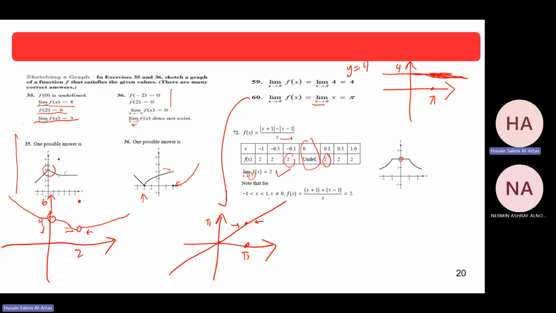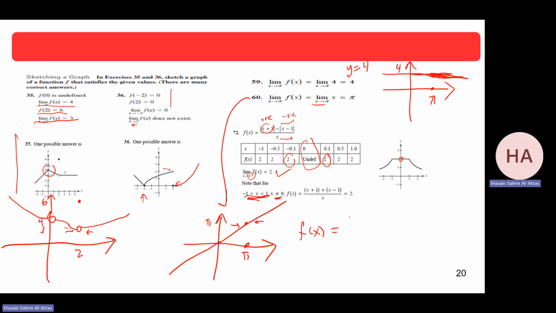This is if x is not equal to 0, and x is between minus 1 and 1. So this will be positive, and this will be negative, inside the absolute value, I mean. So for any value of x between minus 1 and 1, it will be, this is positive, x plus 1, minus, this is negative, minus x minus 1, when you take it out, over x. So that gives you what?